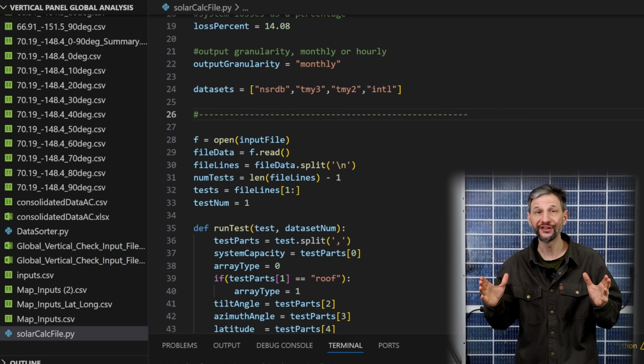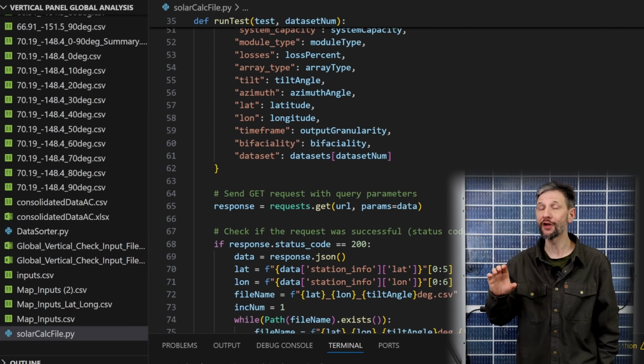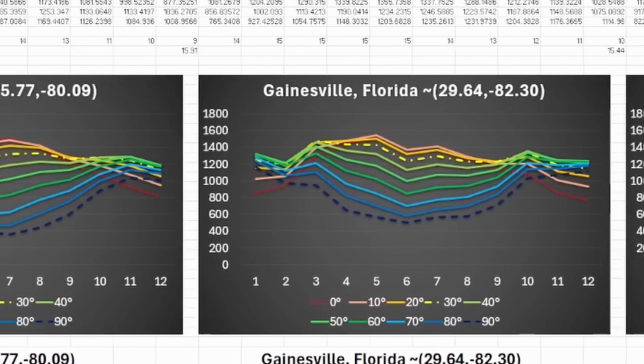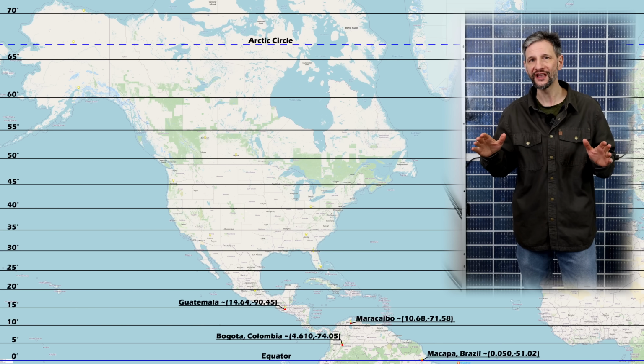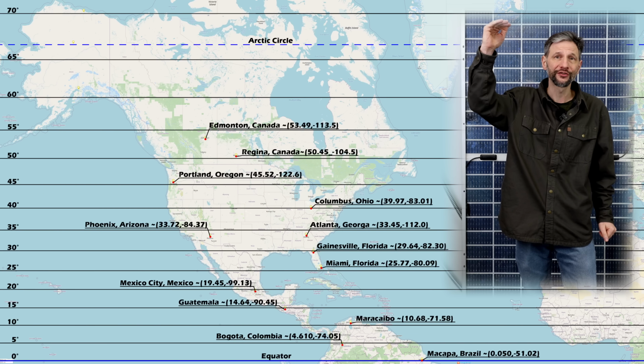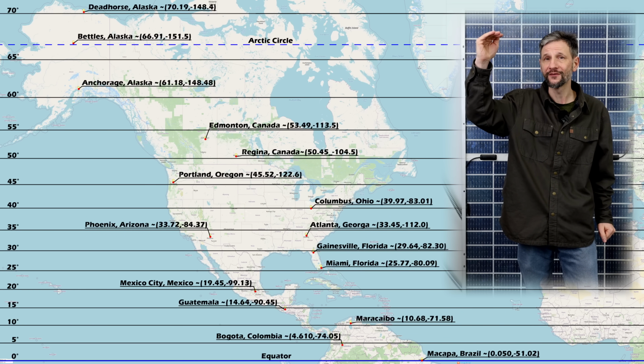I had my oldest son teach me how to program in Python so we could write a program to aggregate thousands of data points in a meaningful visual way. I picked 16 locations starting from Brazil at the equator to above the Arctic Circle at the northern edge of my home state of Alaska.